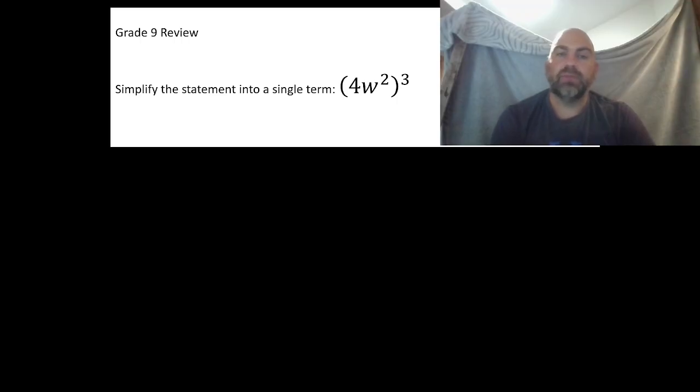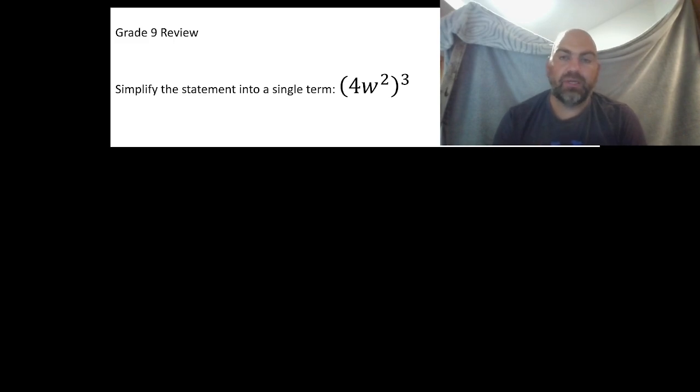All right, let's try this one. Where does the 3 get applied? Give it a shot. Try this one out. So the 3 is going to be applied to both pieces. That means the 3 gets applied to the 4 as well as to the 2. Okay, it applies to both of them.